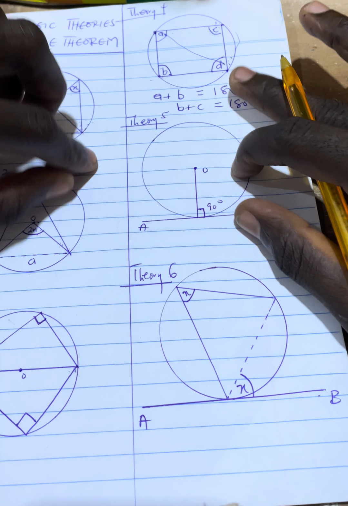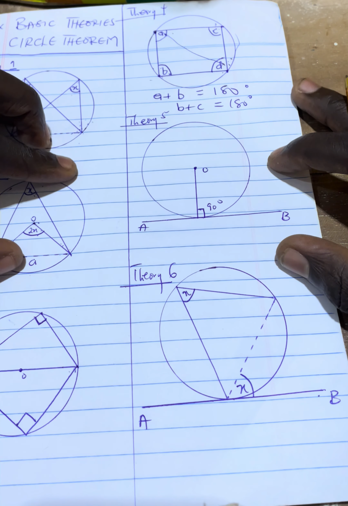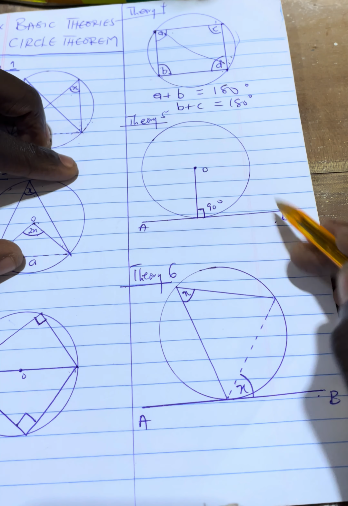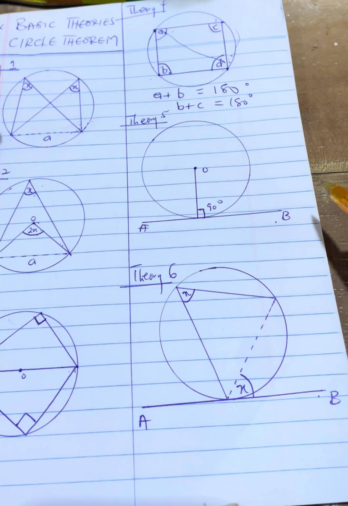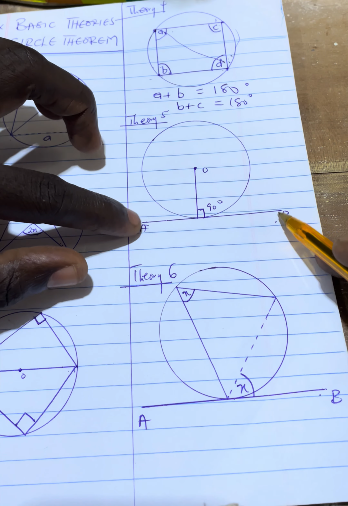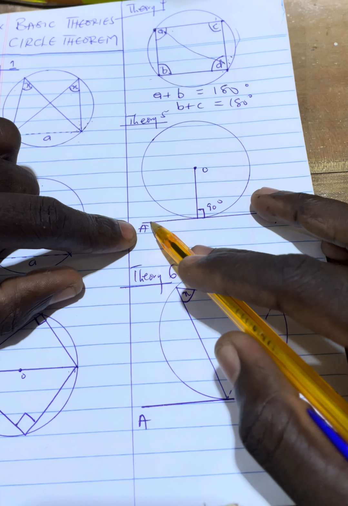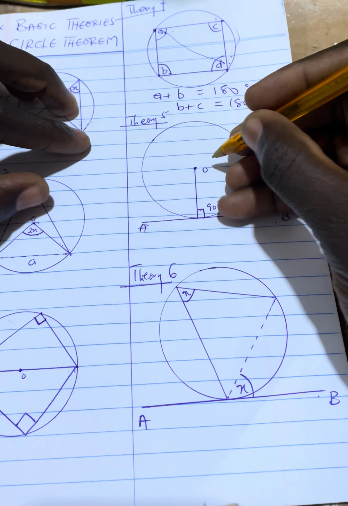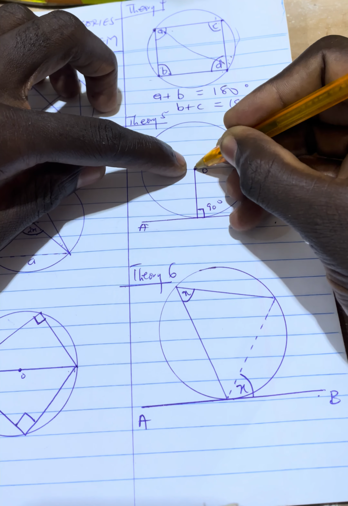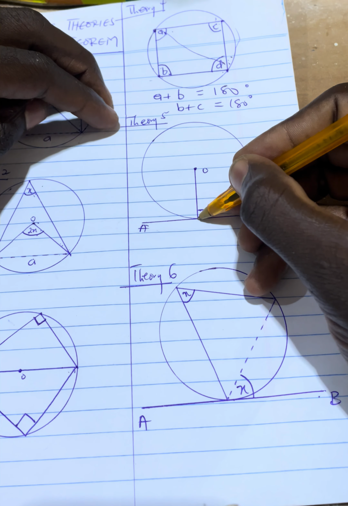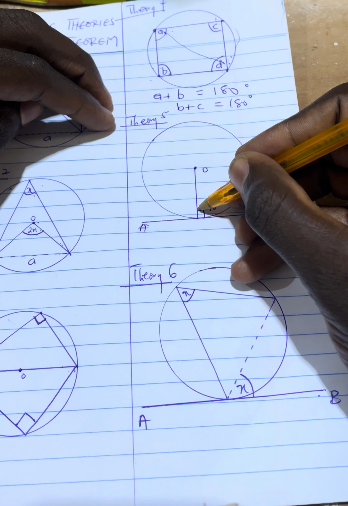The fifth theory talks about the tangent theory. If I have this tangent, and we know what a tangent is, any line which touches a circle, that's a tangent. So if I have this tangent AB, this theory says that when I draw a line from the center O to meet the tangent, the angle formed between them is 90.